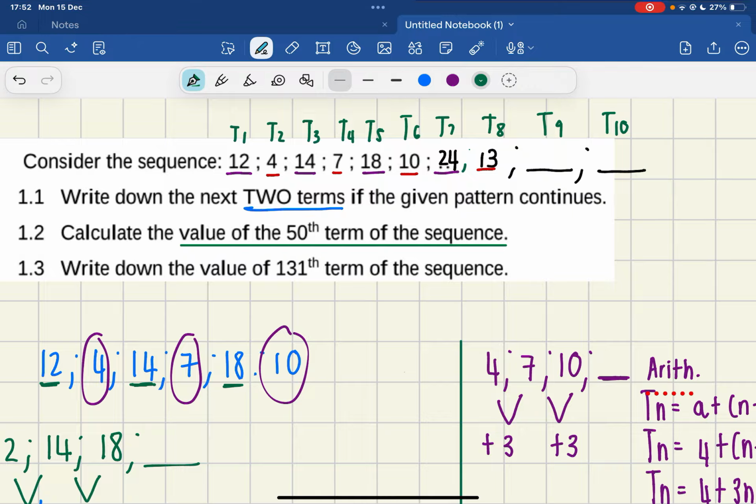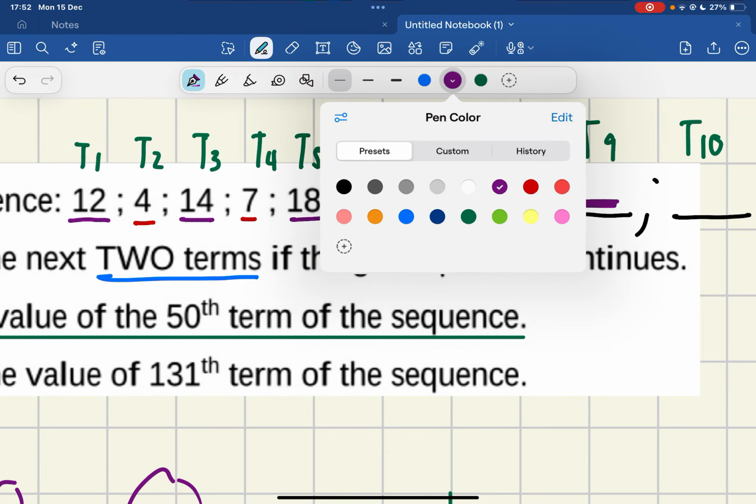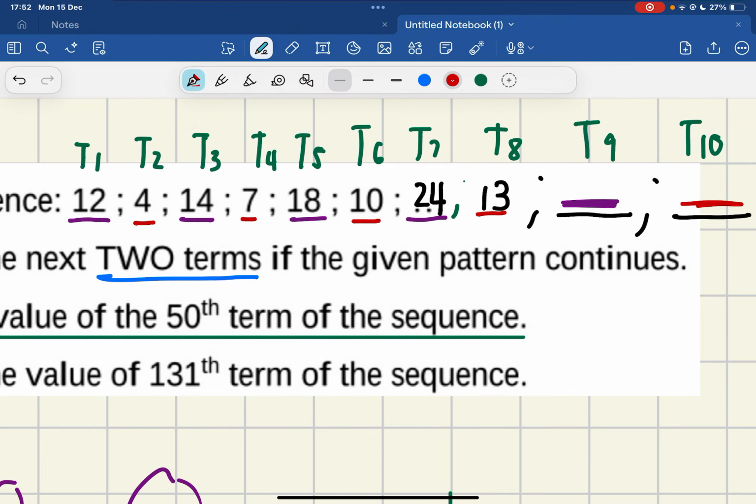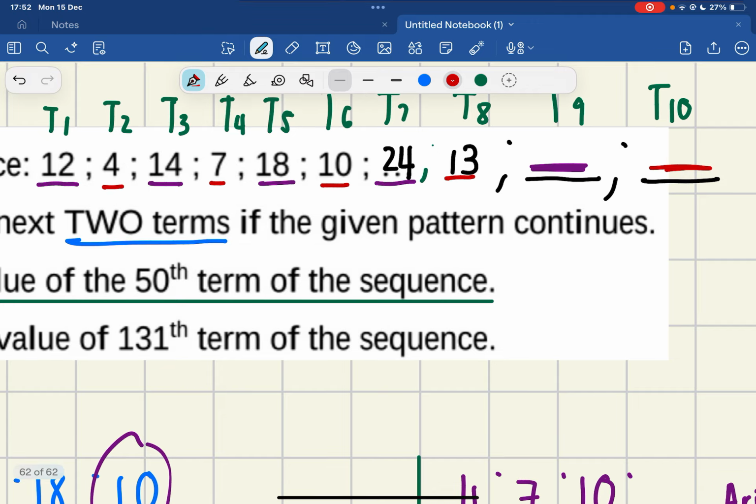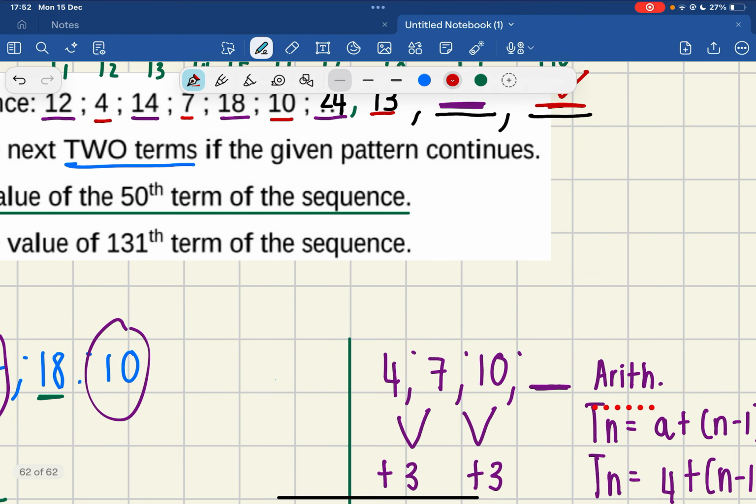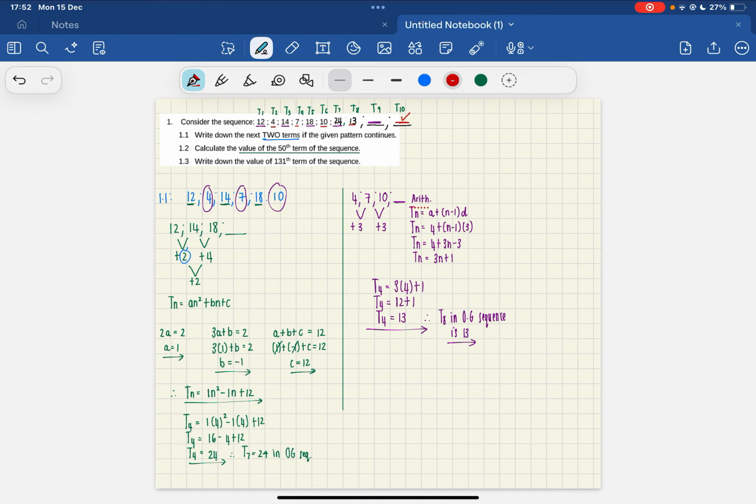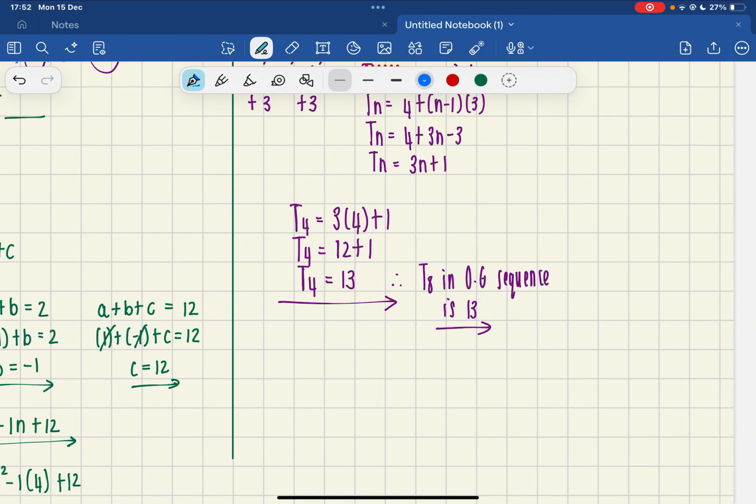Now, let's take our red pen and our purple pen. We'd see that T9 is purple. We'd see that T10 is red. And then the pattern continues and continues. So therefore, we know that T50 would be the value of a red, and we said that the red is arithmetic.